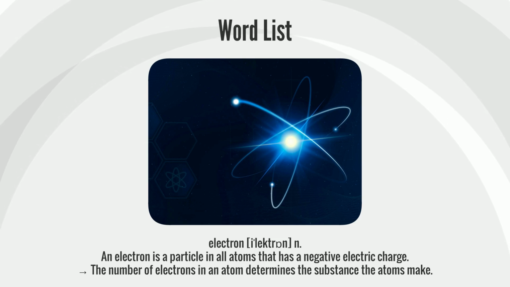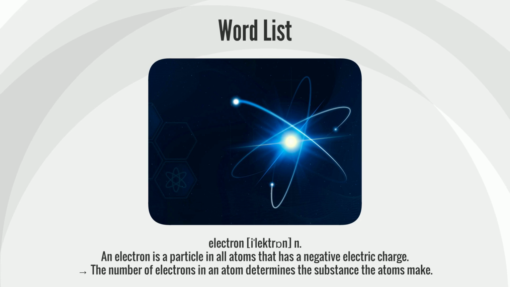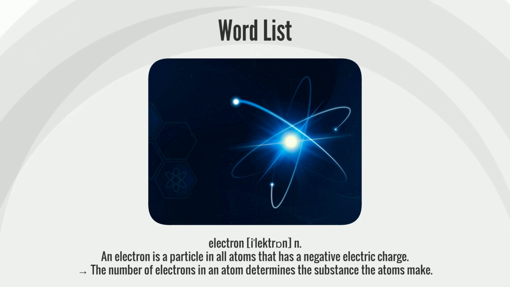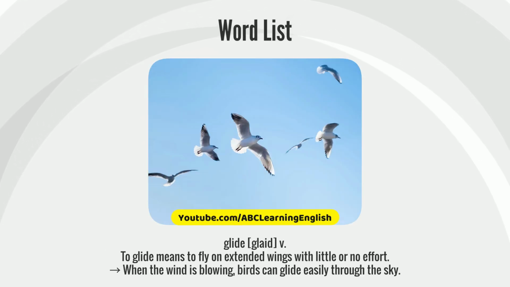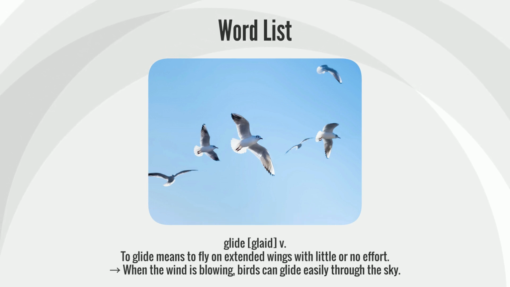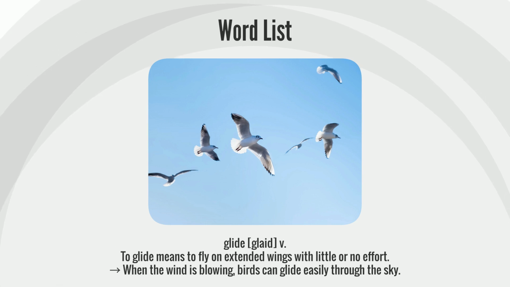Electron. An electron is a particle in all atoms that has a negative electric charge. The number of electrons in an atom determines the substance the atoms make. Glide. To glide means to fly on extended wings with little or no effort. When the wind is blowing, birds can glide easily through the sky.